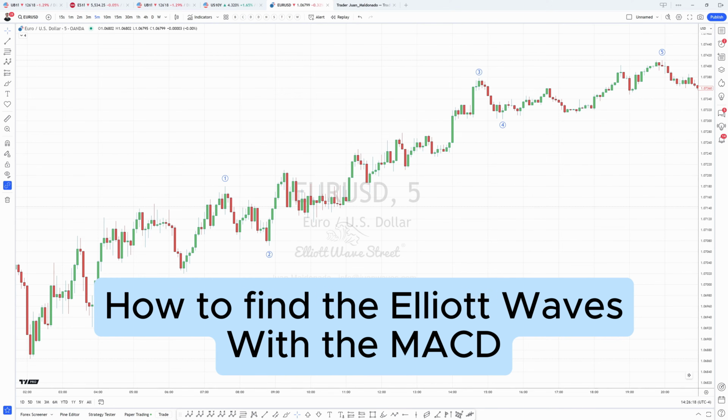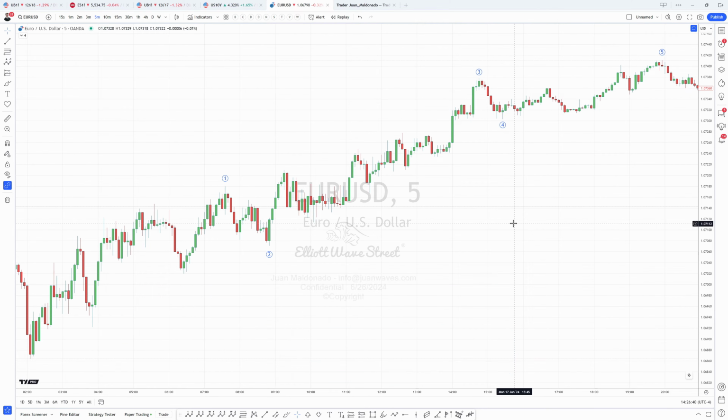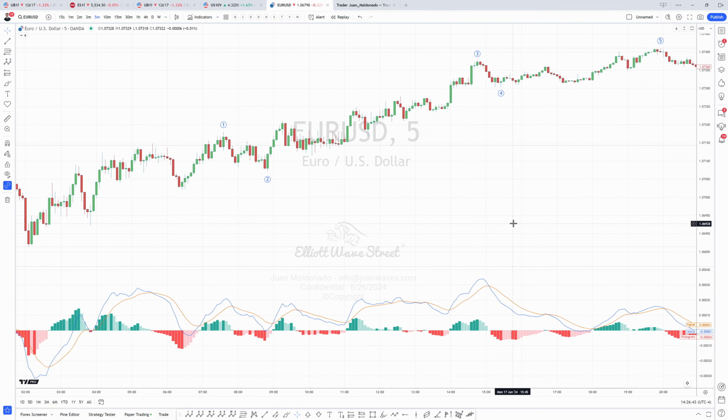Let me show you how to find the wave 3, 4, and 5 with a simple technique using the MACD. This technique is simple and is going to help you to find in which wave the market is at. Also, it's going to help you to find the corrective waves. Simple, but extremely powerful. Here we have the MACD.